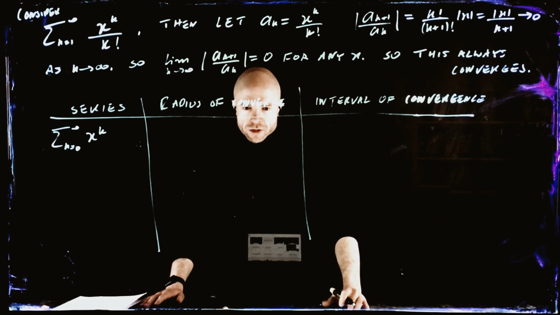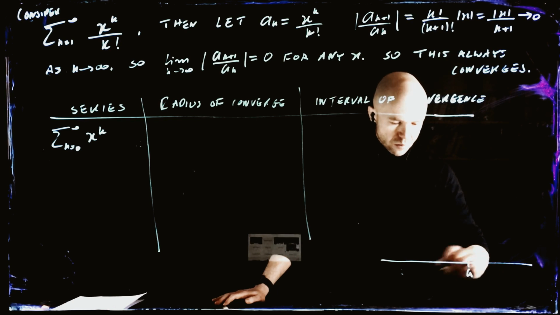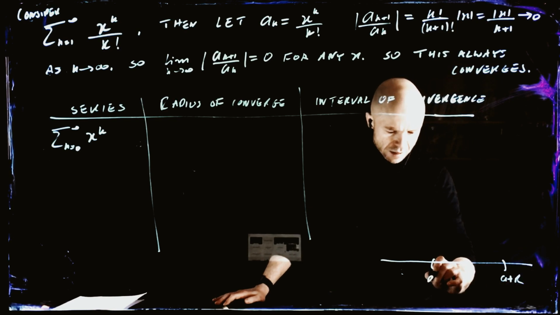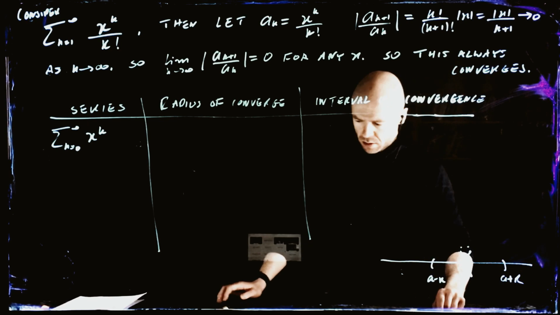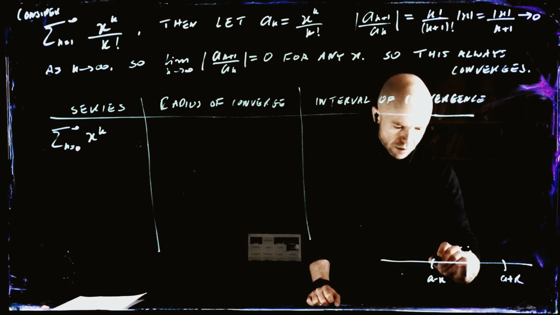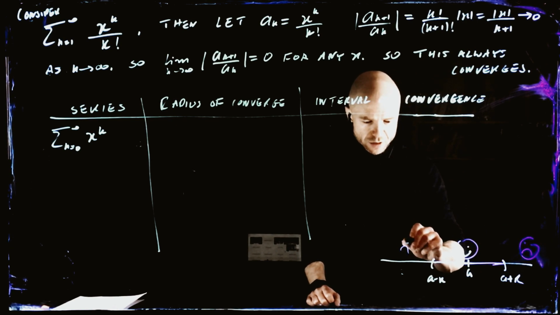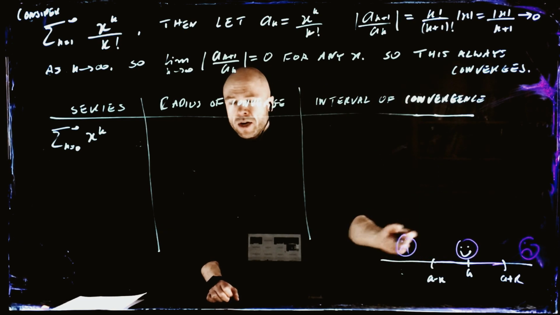What is the radius of convergence? Think about the picture, right? This is where the series is centered around. We have this r, where if we are strictly between a plus r and a minus r, we converge. And if we're strictly outside this, we diverge. Yeah? And this r is the radius of convergence.